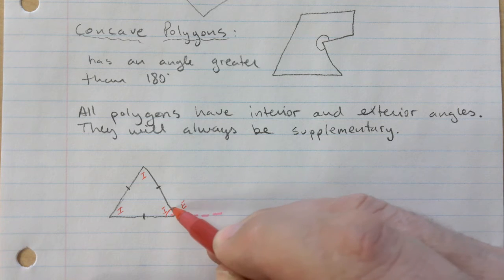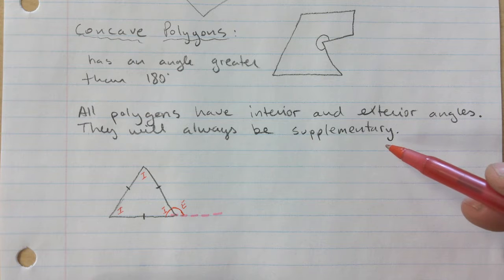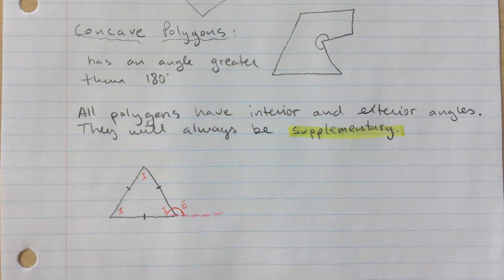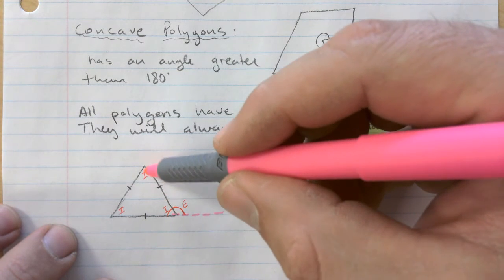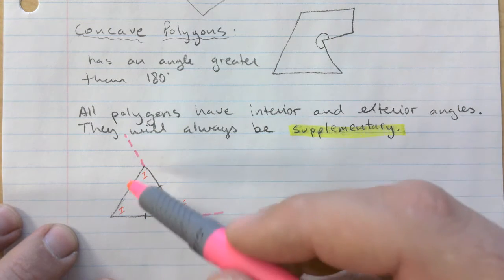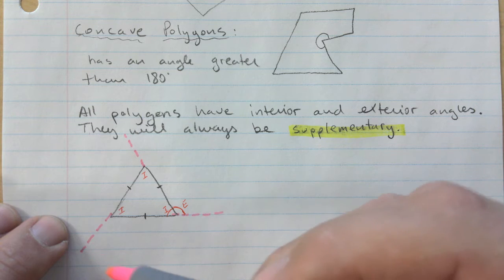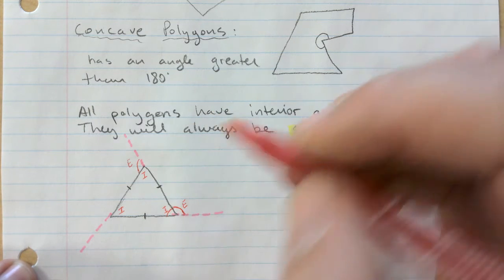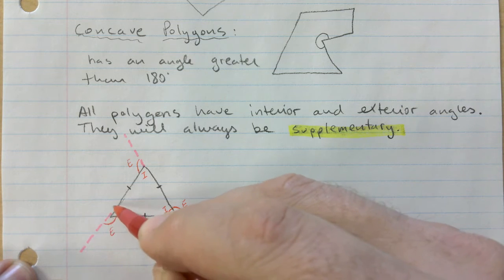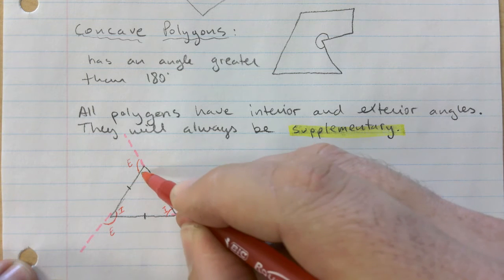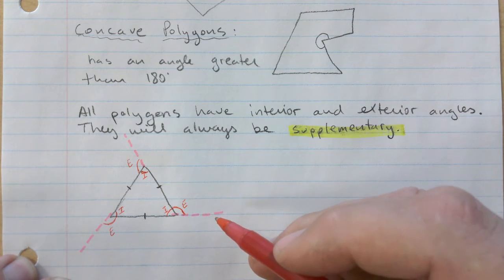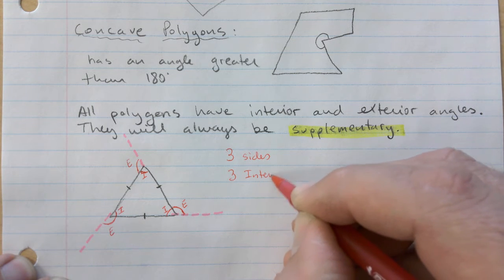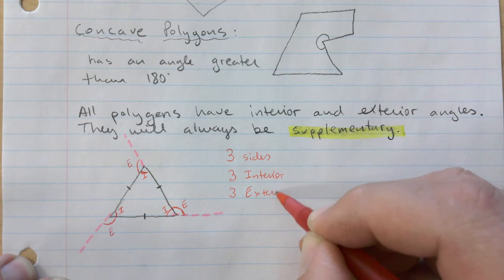So the interior and the exterior, what do you think they're going to add up to? We already told you, by the way. They're supplementary, right? And so let's keep going. Then you go along this side, you extend that one. You come along this side and you extend that one. It's almost like a water wheel or something, right? So you've got an exterior there, and an exterior here. Interior, exterior, interior, exterior. So three sides, three interior, three exterior. Okay.